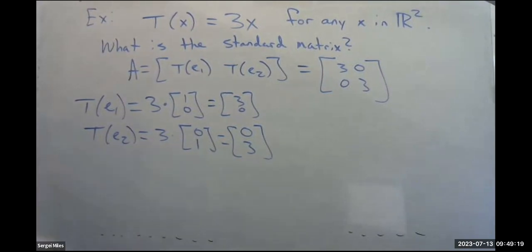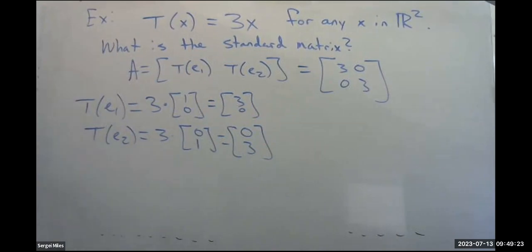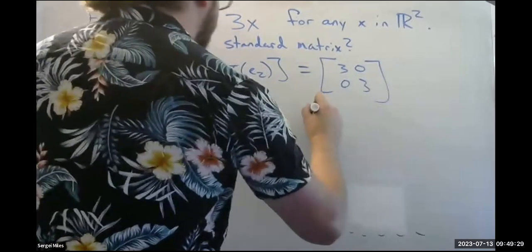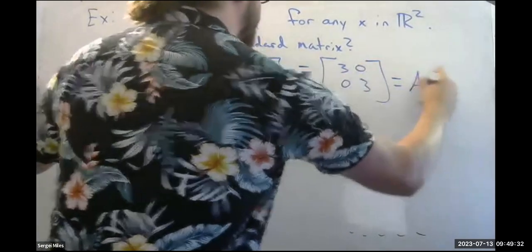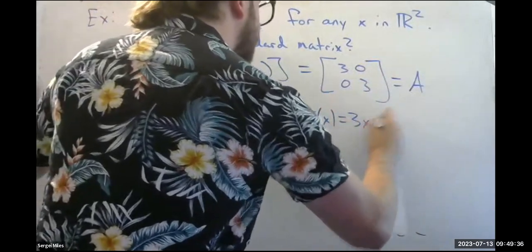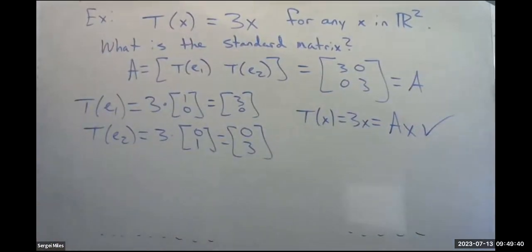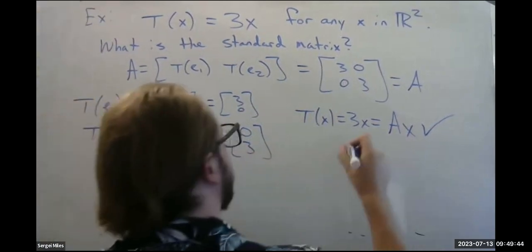So what is this matrix doing? It's taking my x value, it's tripling it. It's taking my y value, it's tripling it, right? This is the matrix I want. And so we have, in fact, that for this matrix A, T of x, which equals 3 times x, is the same thing as A times x, right? This type of transformation is called a dilation.